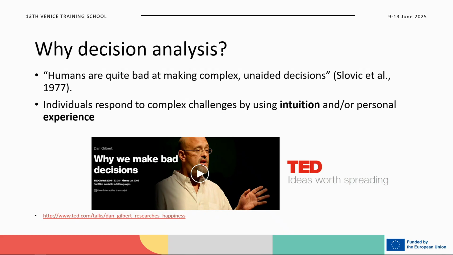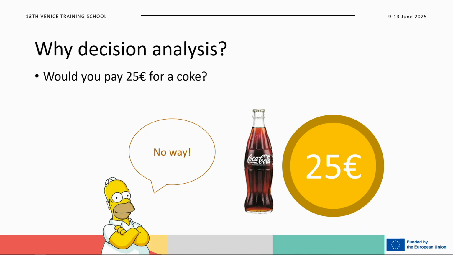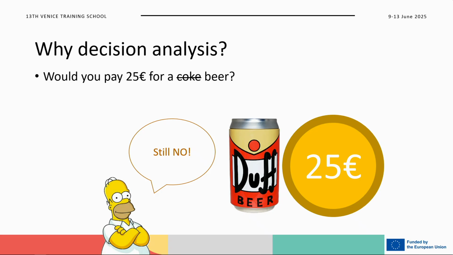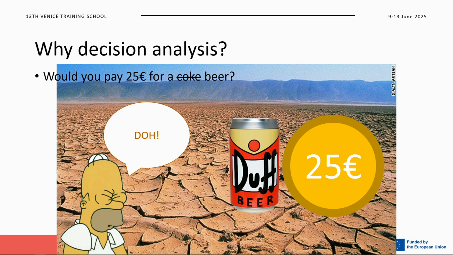Anyways, I ask you, would you pay 25 euros for a Coke? I don't know where you live, but even in Norway, I don't think you will pay that. So no way. Maybe for a beer, almost, we're close. Maybe Homer can think about it, but still no. But then if we change the conditions, the decision changes. So again, we always base on our previous thoughts and our standard conditions. We need to think more deeply, especially in complex problems.